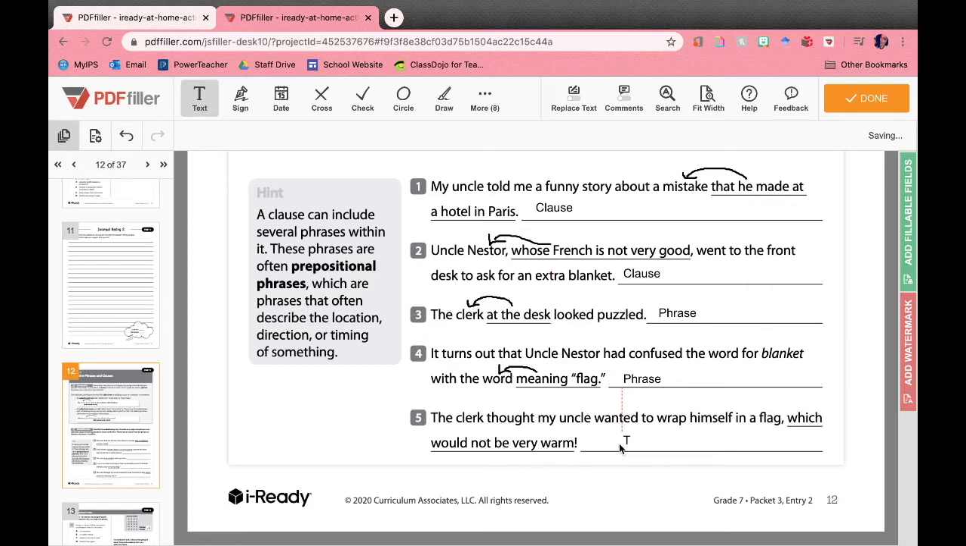The clerk thought my uncle wanted to wrap himself in a flag, which would not be very warm. Here, which would not be very warm, we have a subject, and we also have a predicate. So this one has to be a clause. And what is which would not be very warm modifying? Flag.